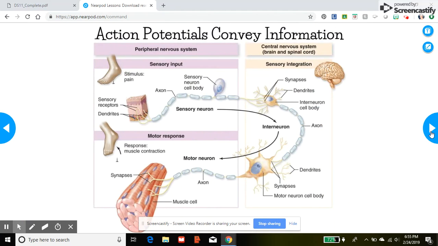So how this is going to look, right? Okay, it all comes back to peripheral nerves and the central nervous system. In this example, we've got somebody stepping on a nail. So the stimulus is pain, right? He's got a pain receptor in his foot. He stepped on a nail.